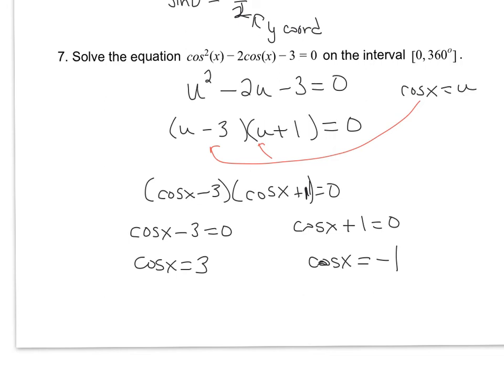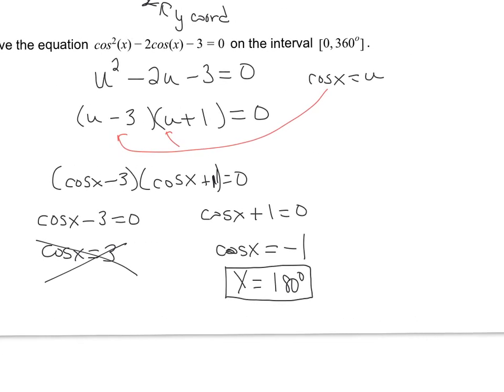Now looking on the unit circle, we know cosine never is bigger than 1 or less than negative 1. So this one is not going to have an answer. So really all I'm looking for is trying to figure out where cosine is equal to negative 1. And this is actually on our unit circle. It is 180 degrees. And that's the only place. If it wasn't on our unit circle, and if you didn't even want to use the unit circle in this case, you could just use the inverse cosine. So if I did x equal to inverse cosine of negative 1, it would also give me this same 180.